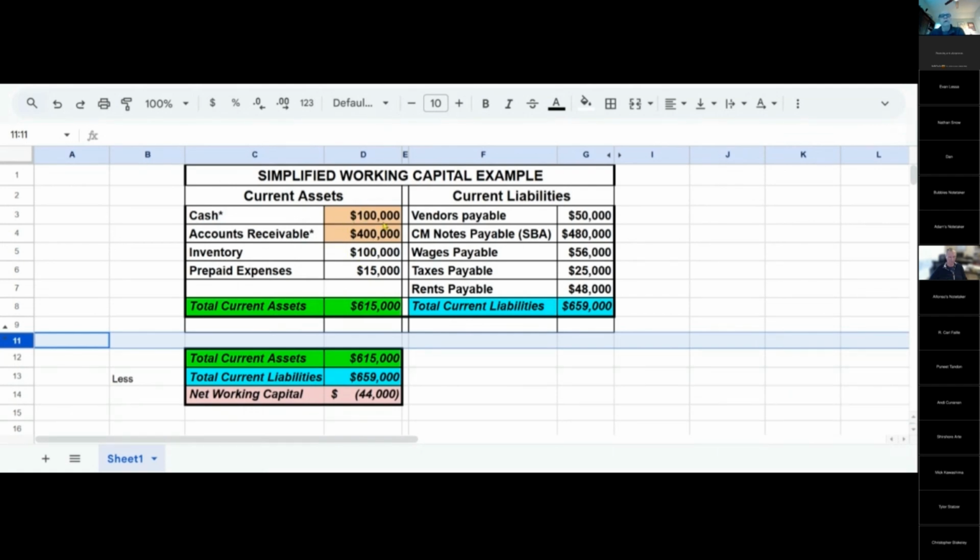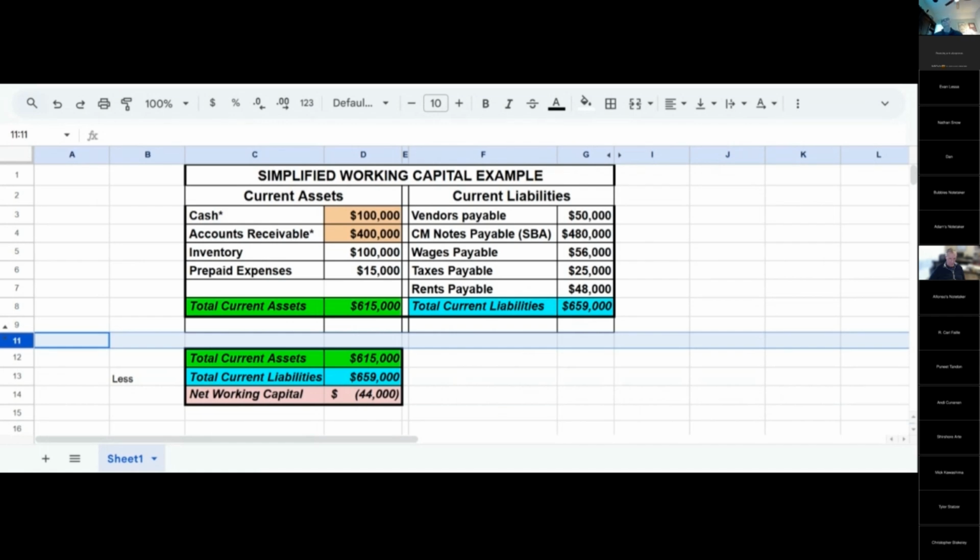The top three are the important working capital current assets, if you follow me. And current liabilities will include vendors payable, current maturities of notes payable, wages payable, taxes, rents, etc. So in this case, your net working capital number is your current assets of $615,000 minus your current liabilities of $659,000, and you've got a negative number. You've got a negative net working capital.